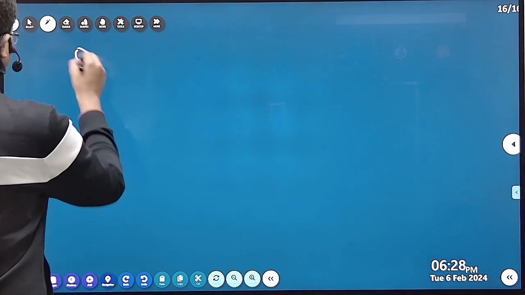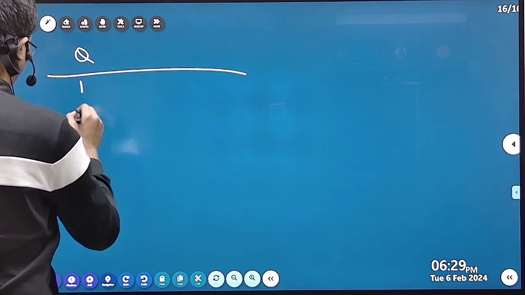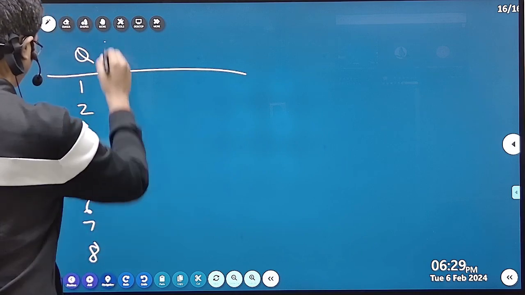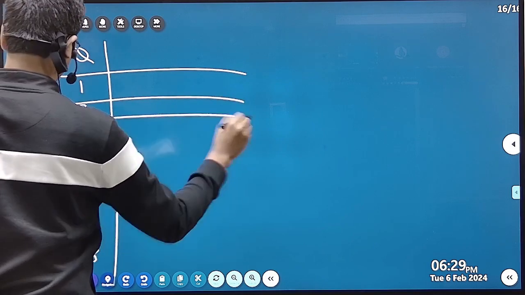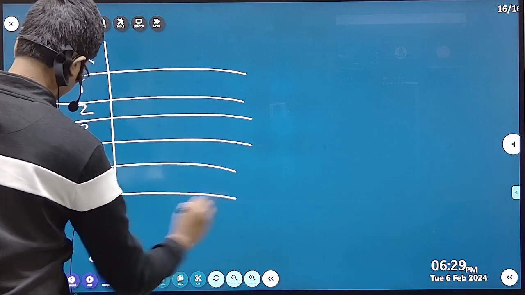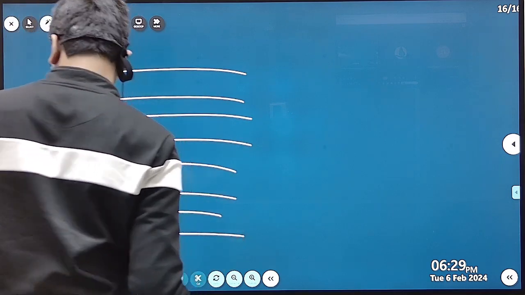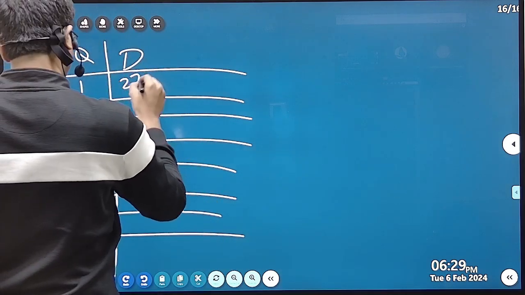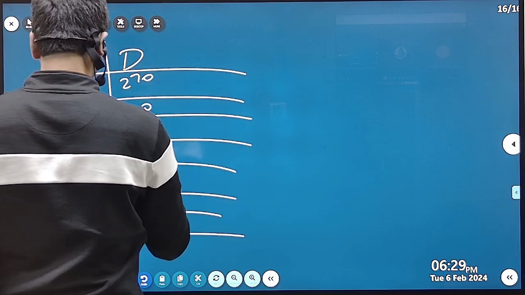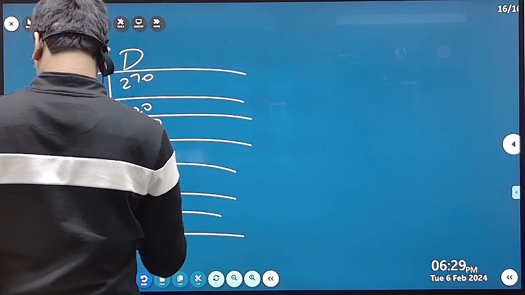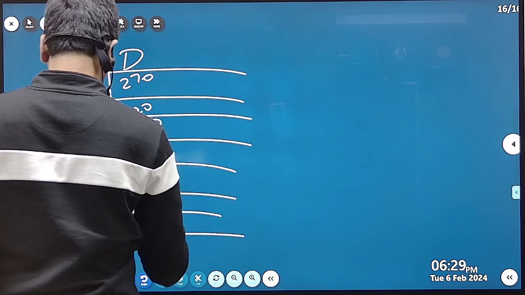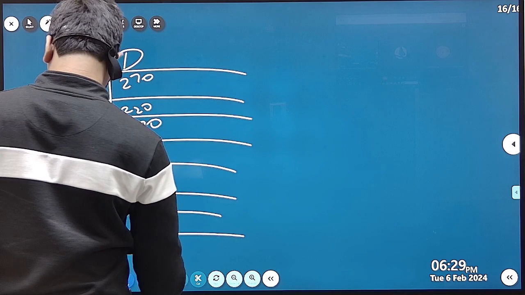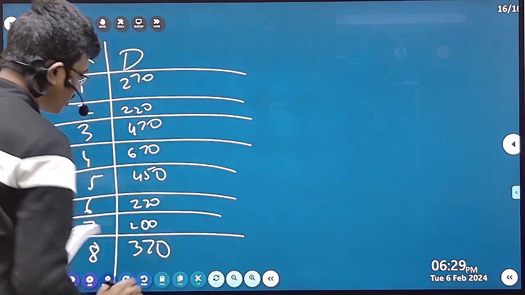So let us quickly do it again. 1, 2, 3, 4, 5, 6, 7, 8. So again, let us take down the demand. 270, 220, 470, 670, 450, 270, 200 and 370.